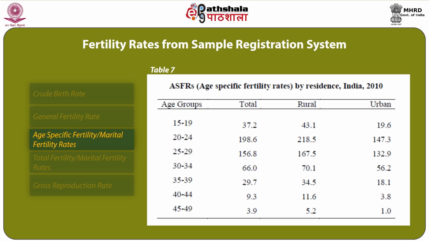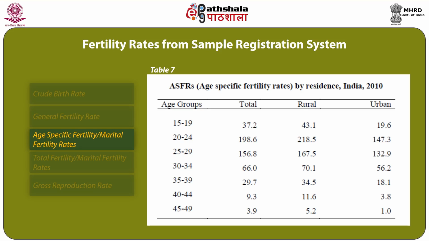When we look at the next higher age group of 20 to 24, it is very clearly shown that it is at the peak level, with the age-specific fertility rate for the total population as high as 198.6, and furthermore in rural areas it is at a very high level of 218.5 as compared to the urban areas' rate of 147.3.